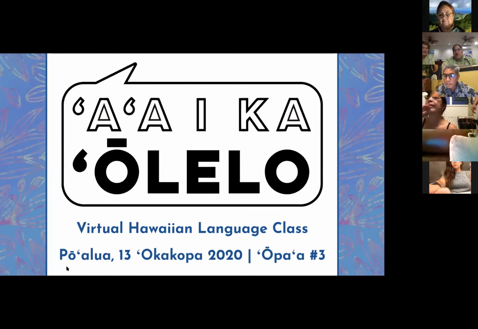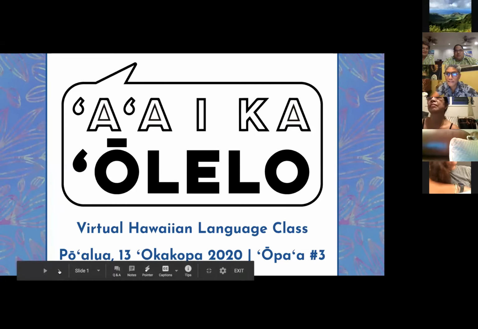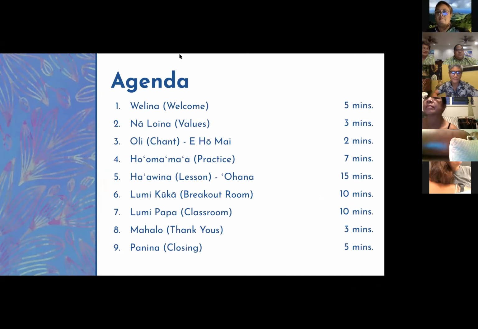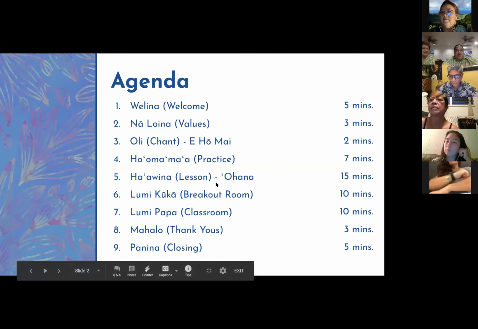Okay, so let's get started. Aloha kākou. Welcome to our second virtual Hawaiian language class for AAIKAOLELO. Today is ʻŌlua, and we're going to talk about ʻŌpaʻa number 3, or unit number 3. Just a quick overview of our agenda for today, kind of the same thing that we did last class. We're going to do our velina, talk about our loina, then practice our ʻoli e homai. Then we're going to do a little bit of ʻoʻomaʻamaʻa, or practice, from ʻŌpaʻa number 2. And our lesson today is going to be about ʻOhana.